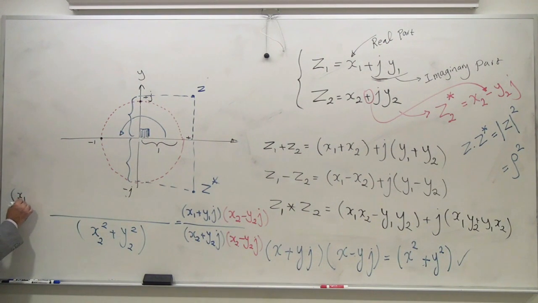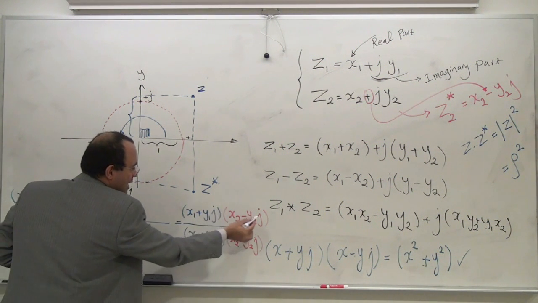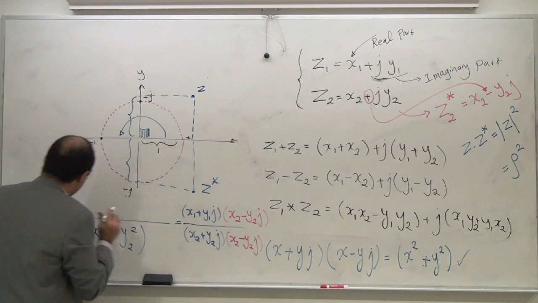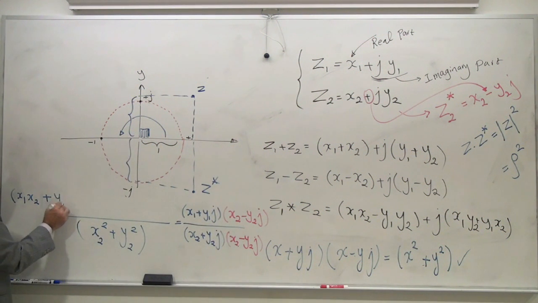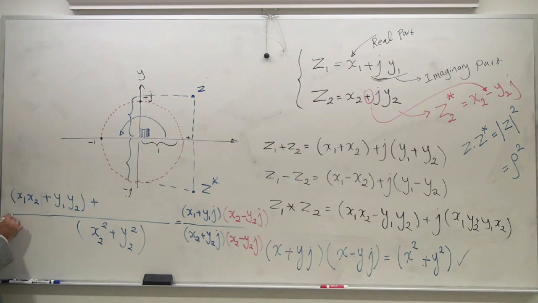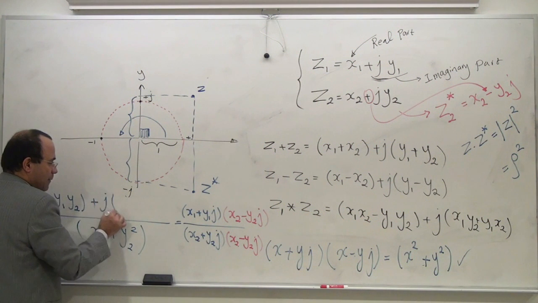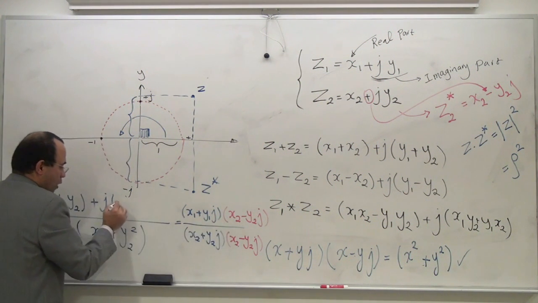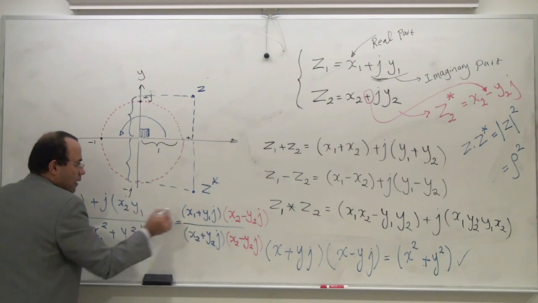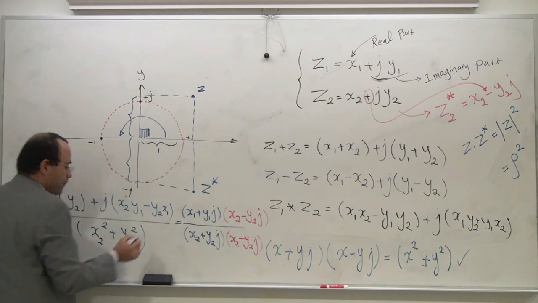x1, x2 is real. Then y1, y2, j times j minus 1. You have a minus 1. So it's going to be plus y1, y2. Again, please don't memorize anything. You are not supposed to remember all of that. This one then is going to be plus, you have a j, x2, y1 minus y2, x1.